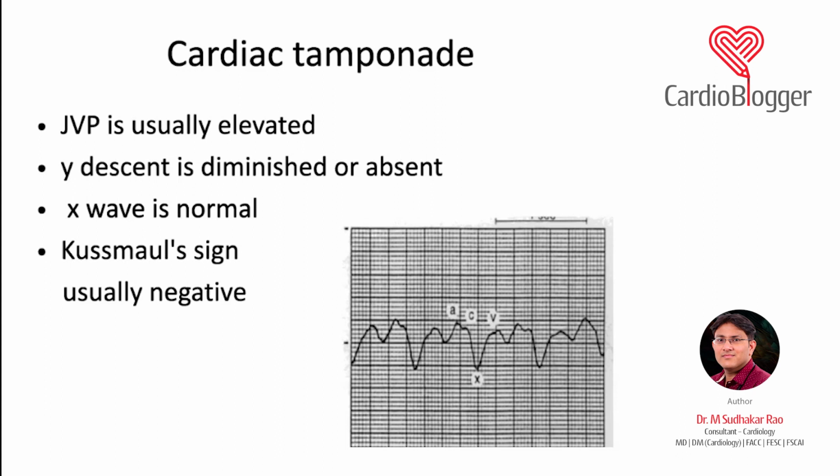You always get a typical finding in a cardiac tamponade. So there is a Beck's triad in a tamponade, which is the JVP is raised and you get a muffling of the heart sound. So that is one of the triad.